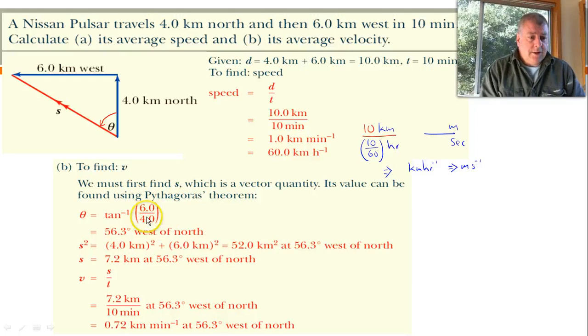For the average velocity, you're going to have to do three things. So we're going to have to work out three things.